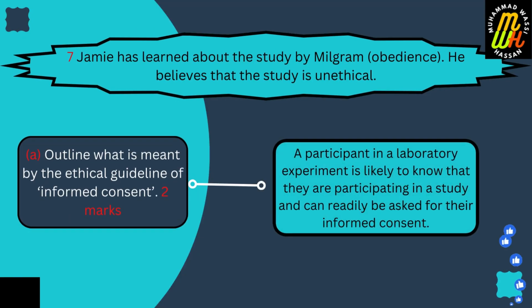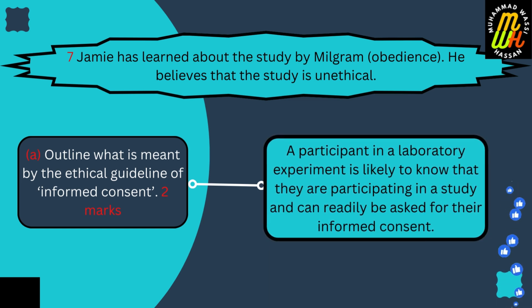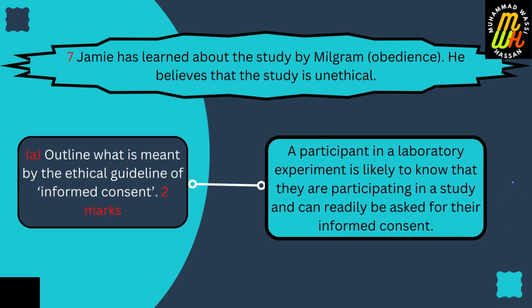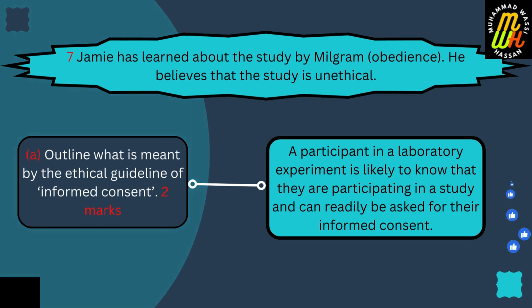Question 7. Jamie has learned about the Milgram obedience study. He believes that the study is unethical. A. Outline what is meant by the ethical guideline of informed consent. 2 marks. A participant in a laboratory experiment is likely to know that they are participating in a study and can readily be asked for their informed consent.